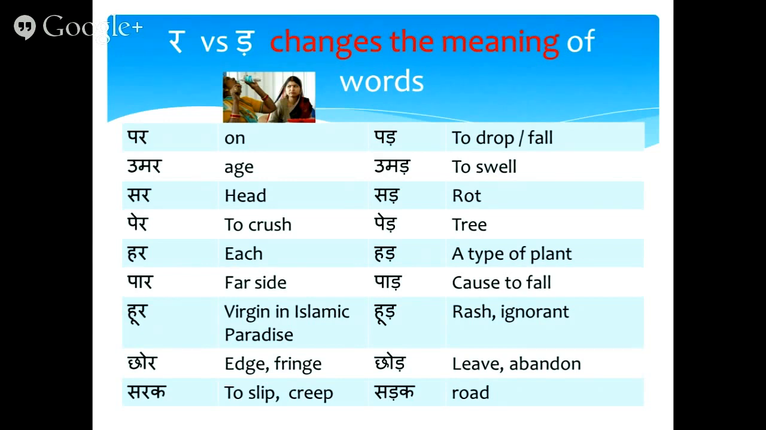Chor is an edge or a fringe, whereas chor is to leave it alone, to stop doing that, to leave it there, to abandon it. Sarak is to slide or creep, whereas sarak is a road. It changes the meaning of words. So anything that changes the meaning of words is important.